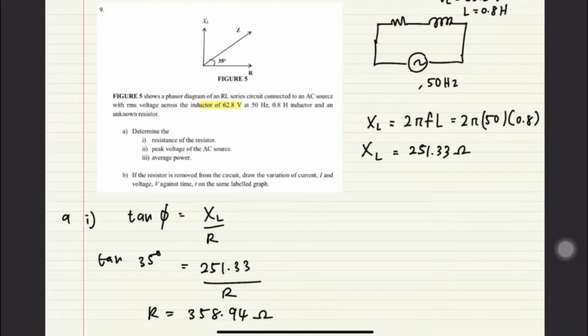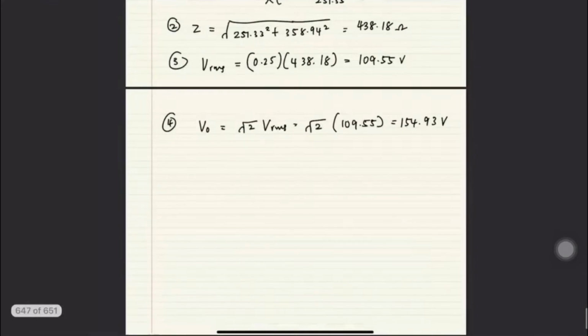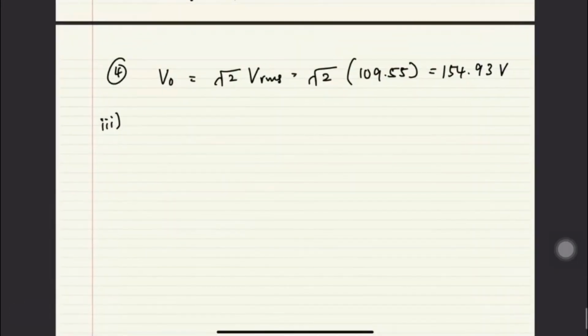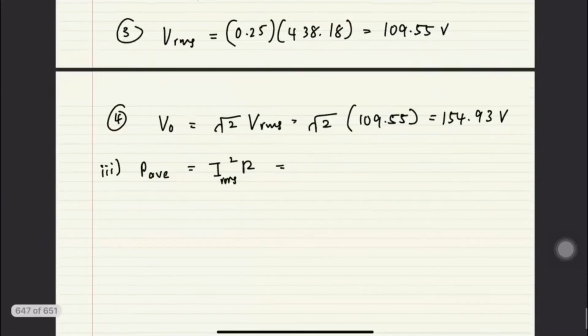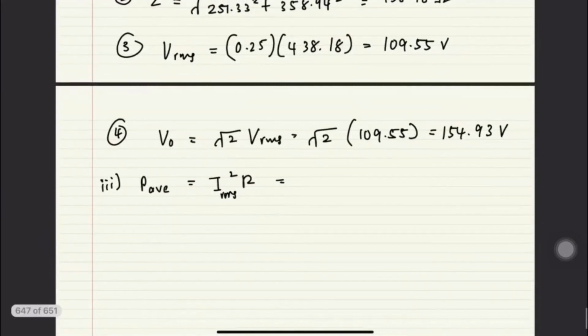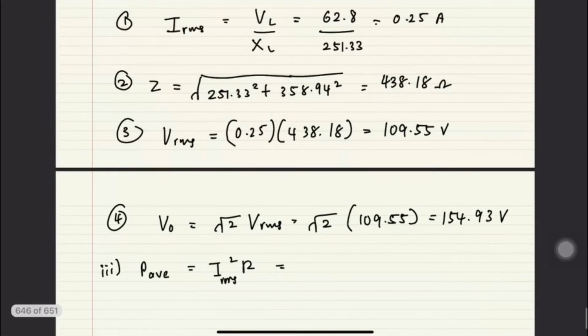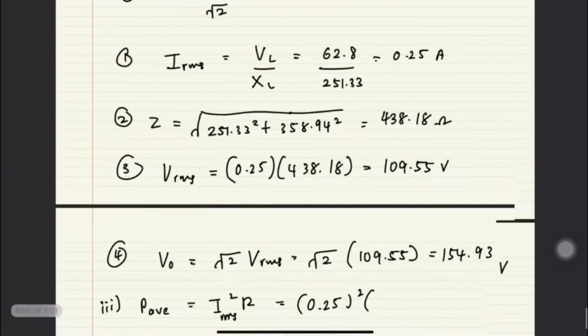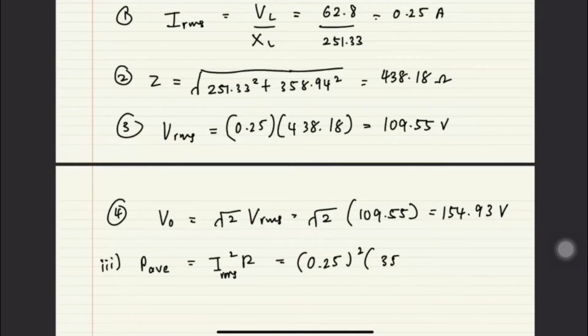Average power. For average power, you have many formulas. The safest one to use, as I always use, if possible I will always try to use I squared R. This is the safest because it doesn't involve cos phi. So IRMS is basically 0.25. Take the square of that. R is 358, right? 358.94.